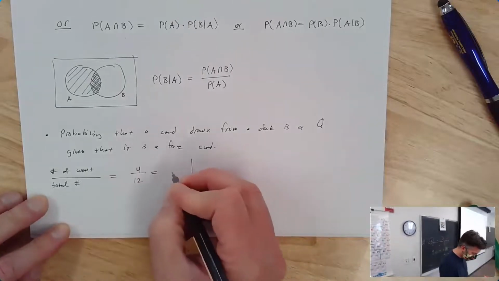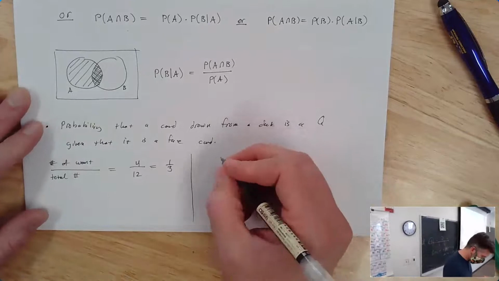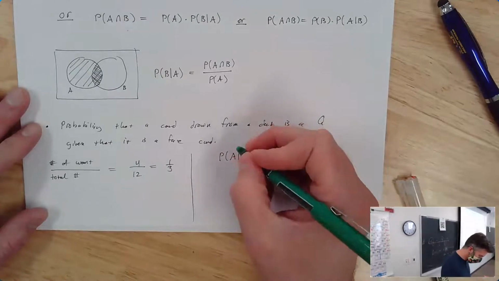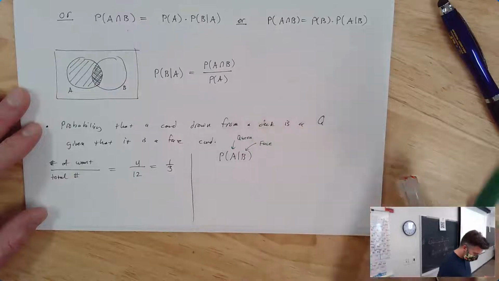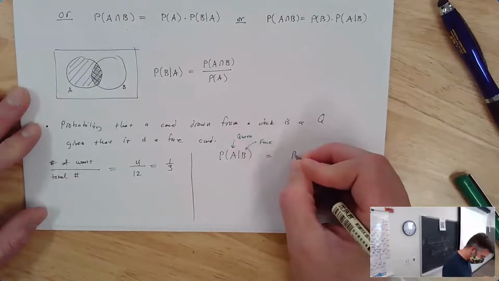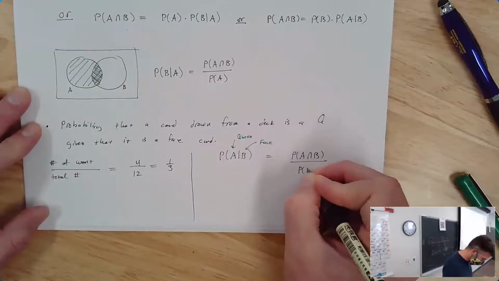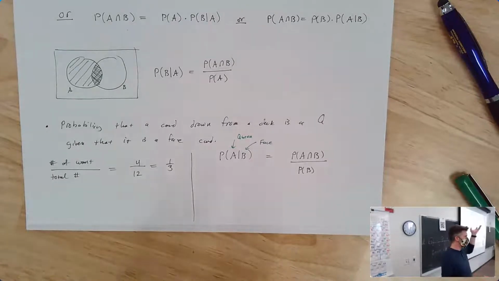So the easier way, in my opinion, is saying, well, there's 4 queens, but if we know it's a face card, there's only 12 face cards. So there's a 4 in 12 chance. Or you could use this formula. You can say, well, if I say the probability of A given B, where A is going to be getting a queen and B is going to be getting a face card, that's going to be the probability of A and B, or A intersect B, divided by the probability of B. So A intersect B, it has to be a face card and a queen.